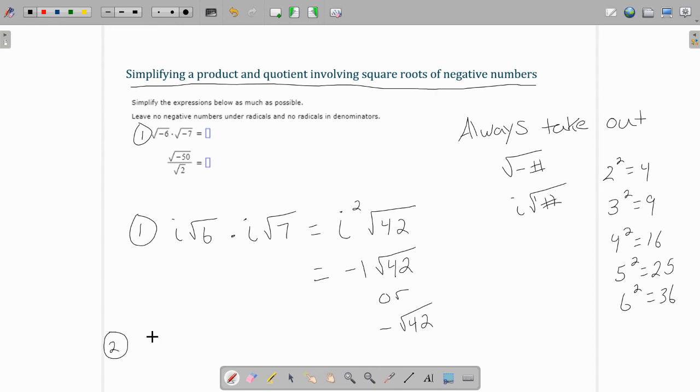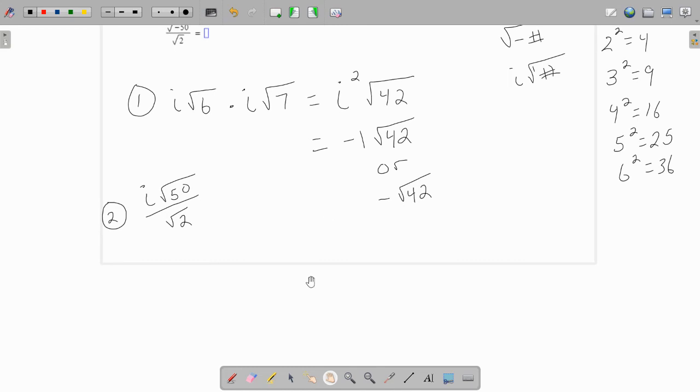Number 2, we're going to take the i out of the -50. Now we're allowed to rewrite this as i, and you can make this a single fraction, 50 over 2. So you're allowed to divide this by this. We get i square root 25, and the square root of 25 is 5. So we get 5i.